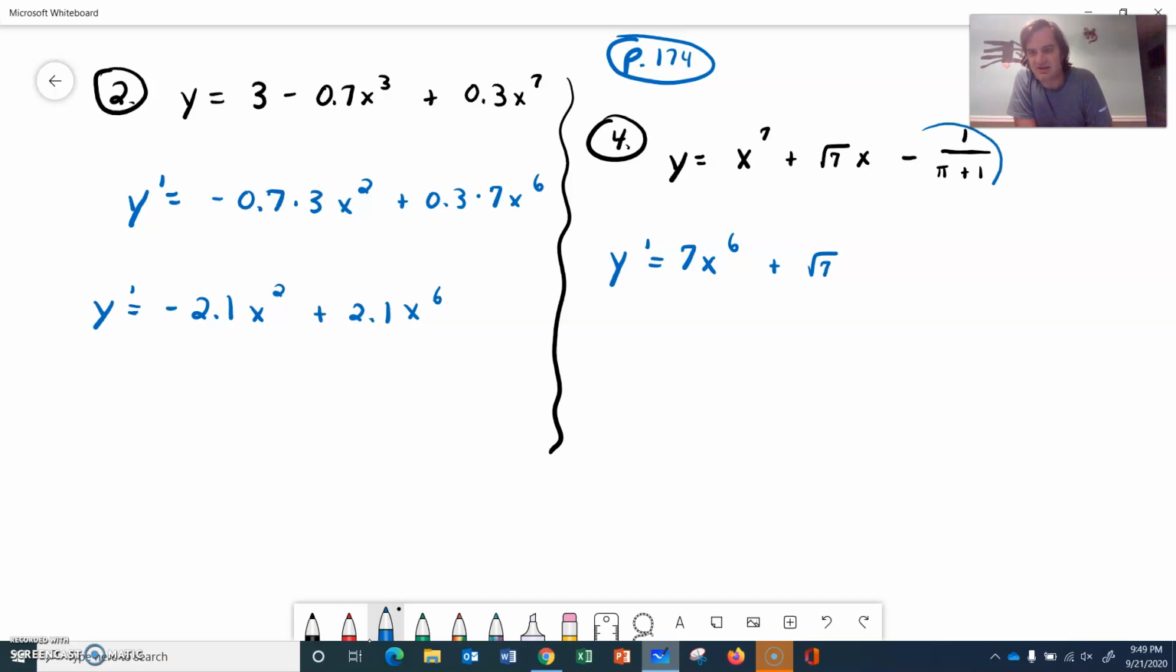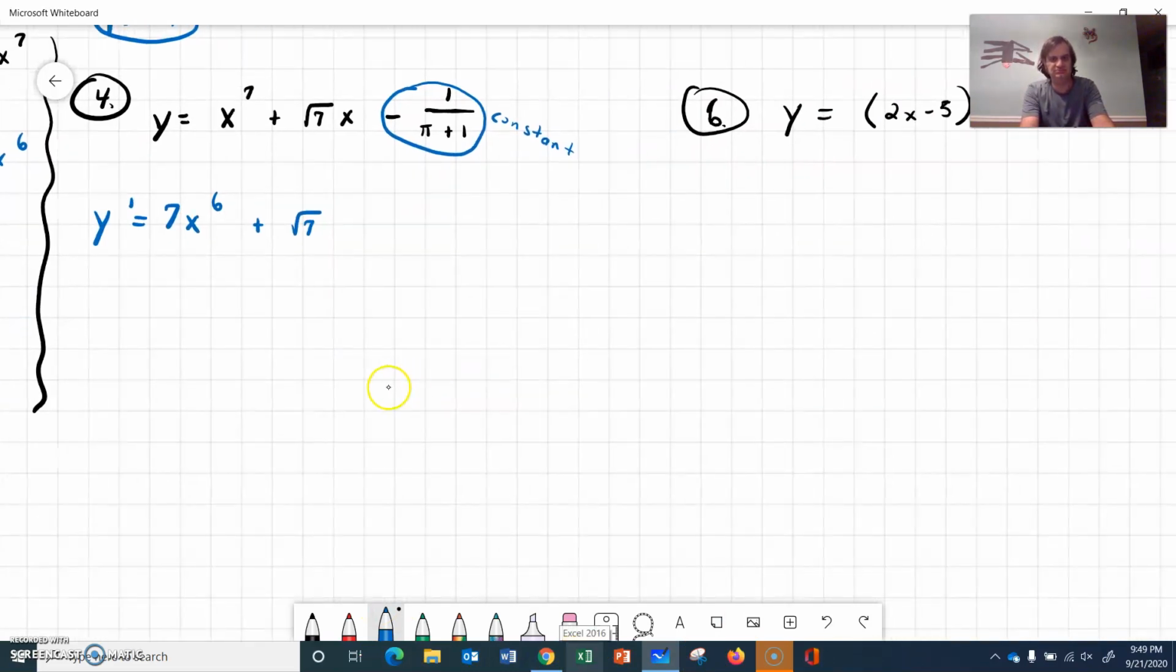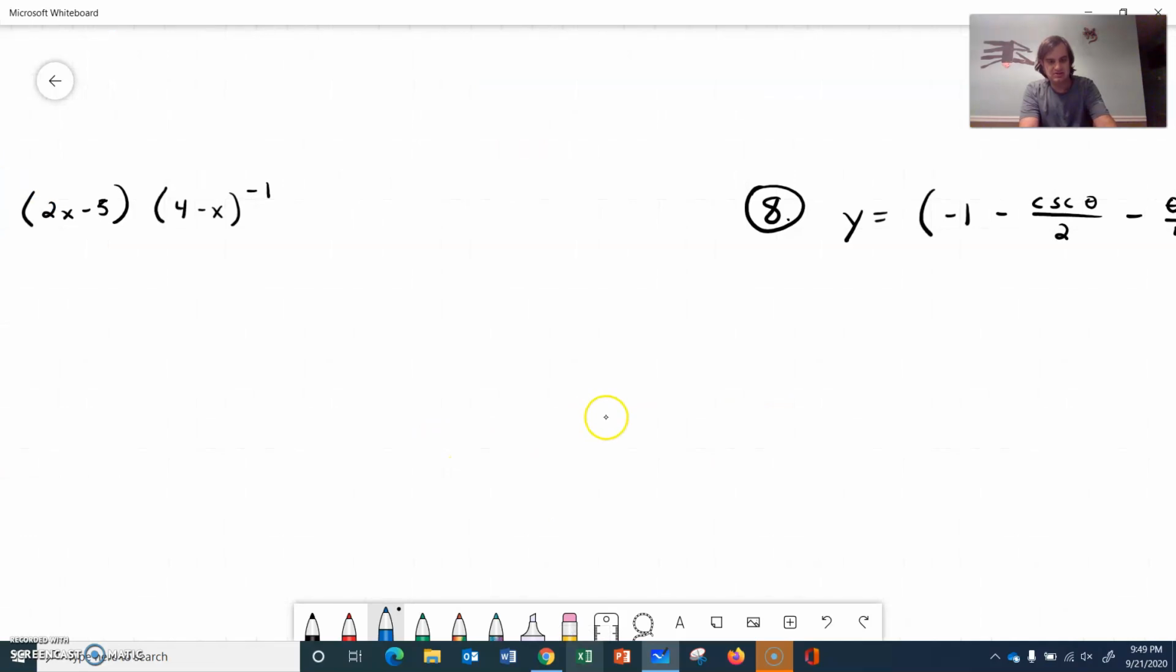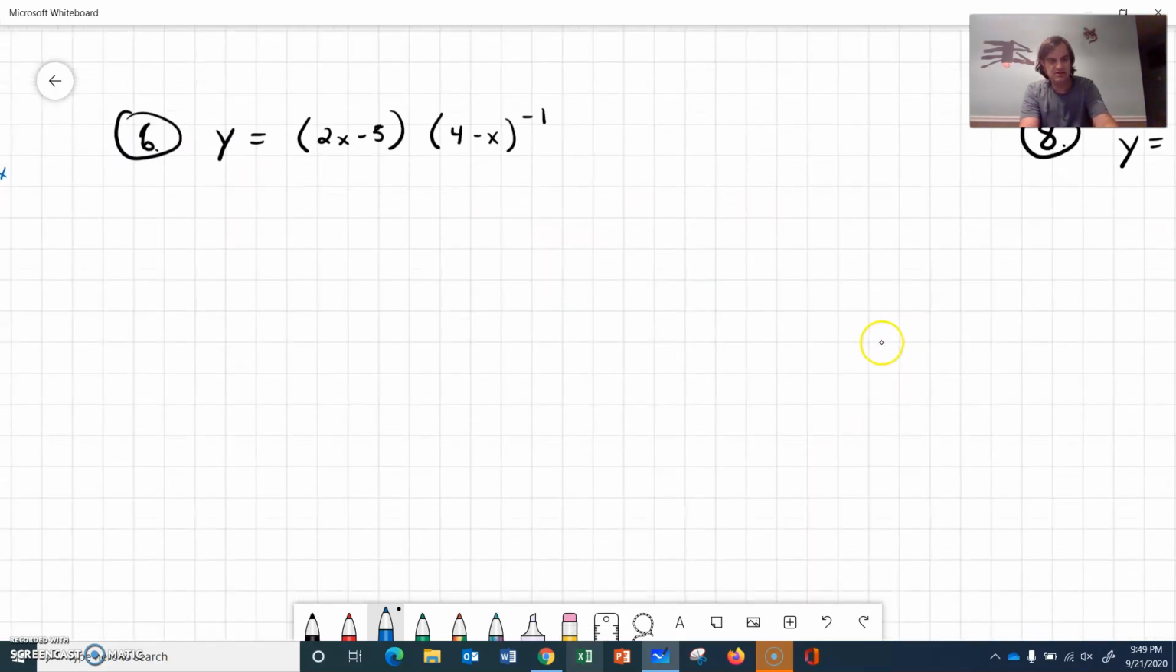And the last part over here, the fraction, there's no variable in there, so that just goes to 0. So that last part is a constant. Okay, so it goes away. So a very simple derivative there, or at least very quick. All right. Trying to get over here. Not my day. Number 6.